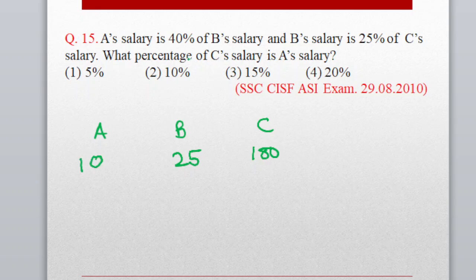Now what percentage of C's salary is A's salary? Now A's salary is 10% of C's salary, because it is 10. Salary of A is 10 and salary of C is 100. So here A's salary is 10% of C's salary. Now option 2 is the right answer. Now next question.